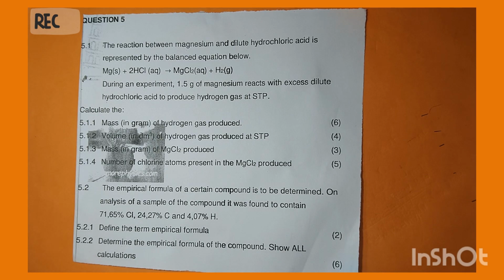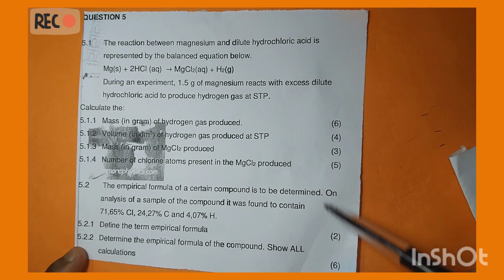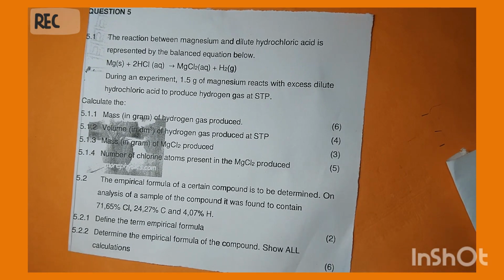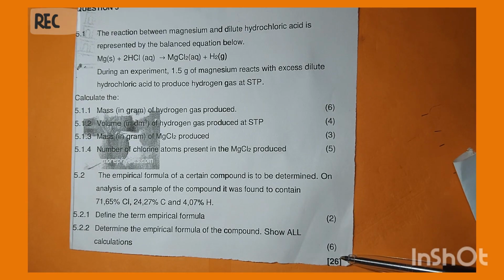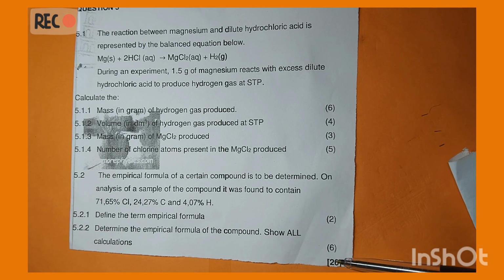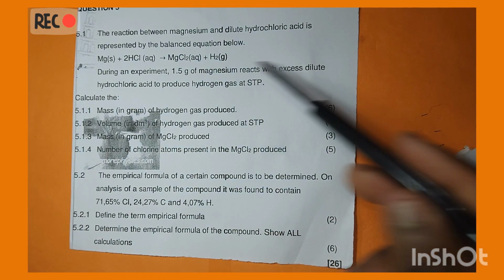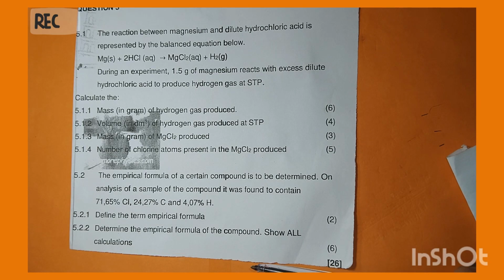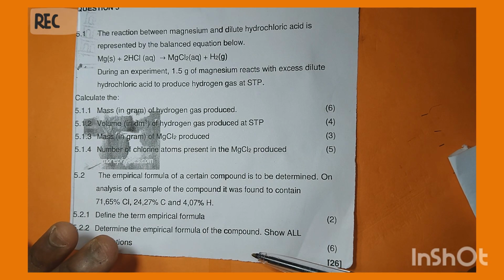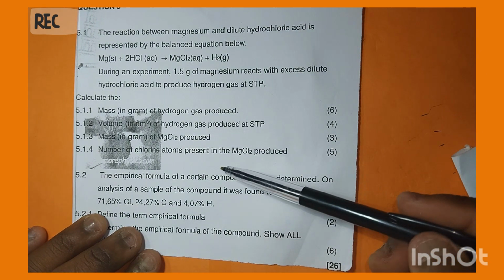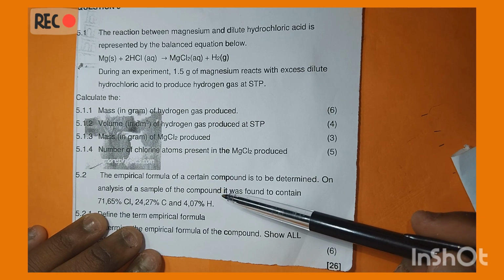Then I'll be doing this question. Do you see? You should notice something about stoichiometry, guys. Stoichiometry contains many marks. Do you see? It got 26 marks from one question. So please listen carefully, guys. How do we approach this question? This question is straightforward.